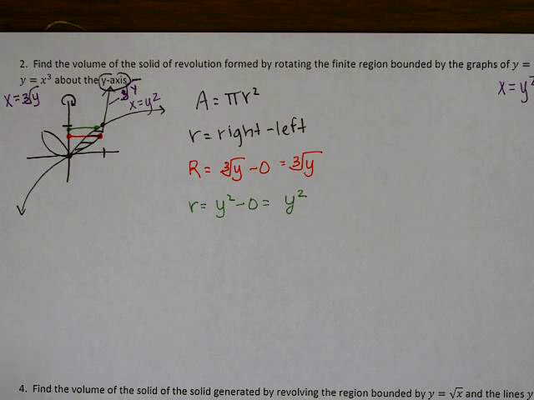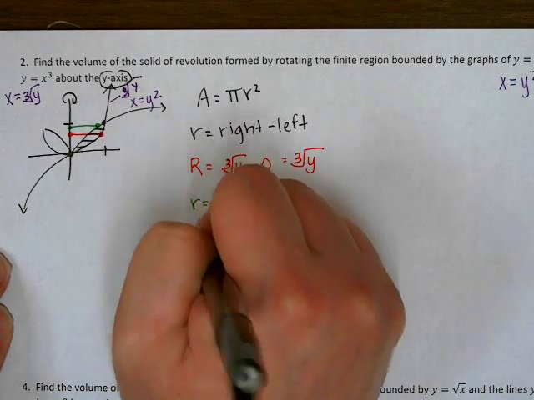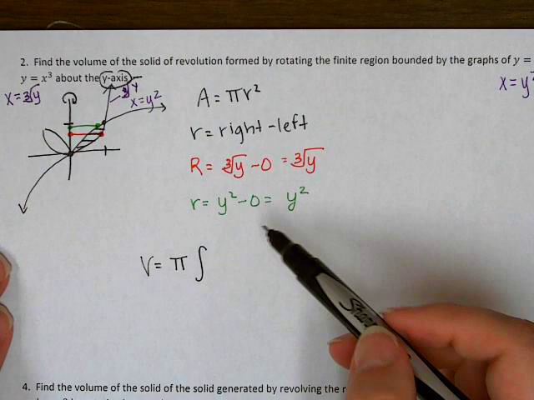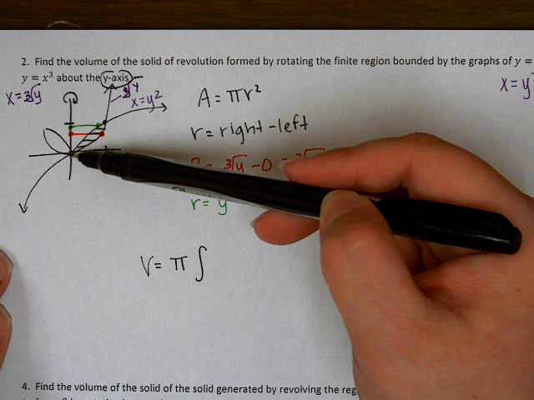And now I can just go ahead and find my volume. So the volume is going to be pi times the integral. Since everything is in terms of y, I need y values here. So this is from 0 to 1.